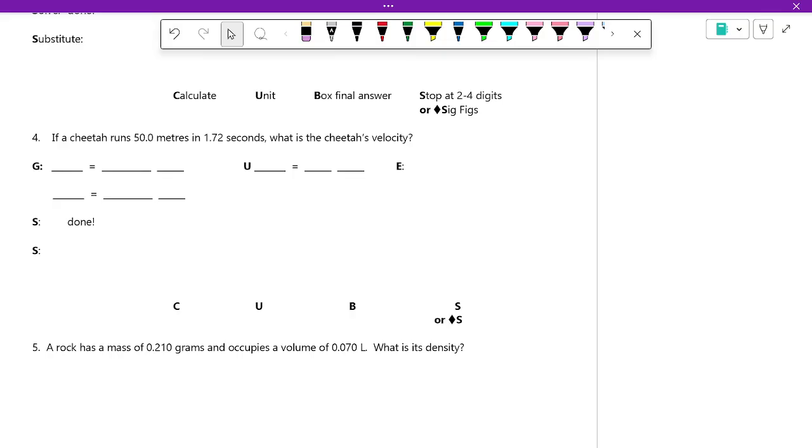Anybody else need a calculator to do the calculate step? If anyone needs calculators, I'm around, okay?